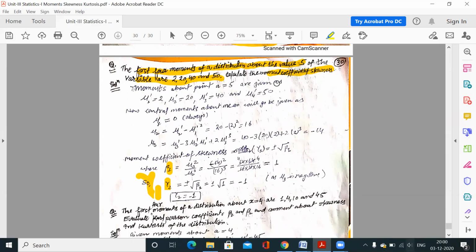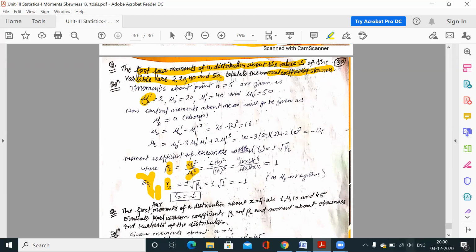Clear? So we have to calculate coefficient of skewness. Moment coefficient of skewness, that means using the moments we have to calculate the skewness. So the beta 1 formula in terms of moments is mu3 square by mu2 cube. So we need mu3 and mu2. So what is given to us? We have been given the raw moments, because these are 4 moments about the point 5. So it is not about the mean, it is about an arbitrary point. So these are raw moments.